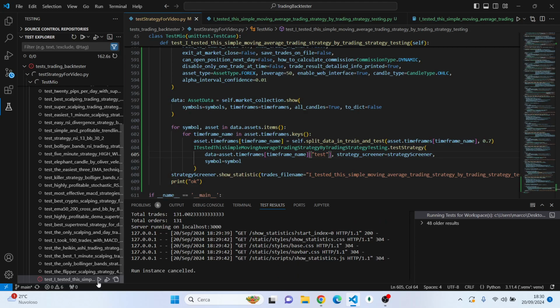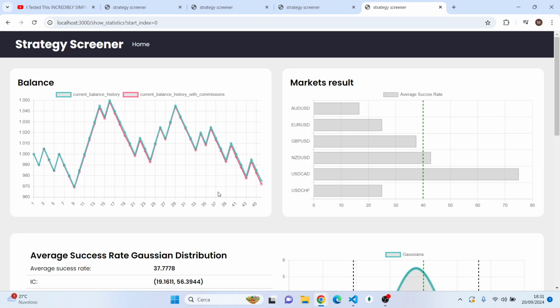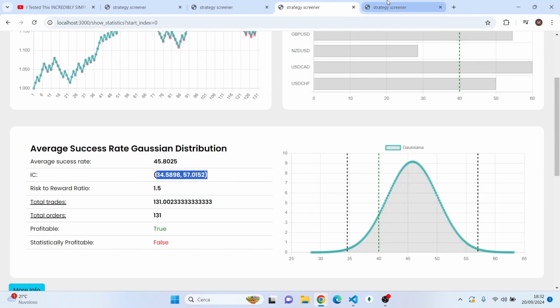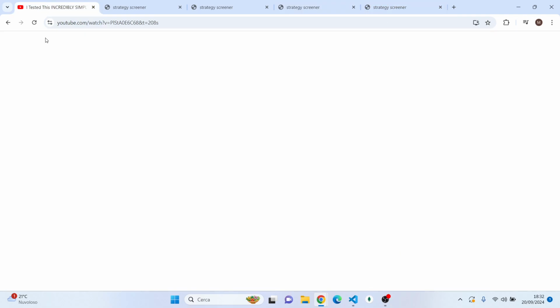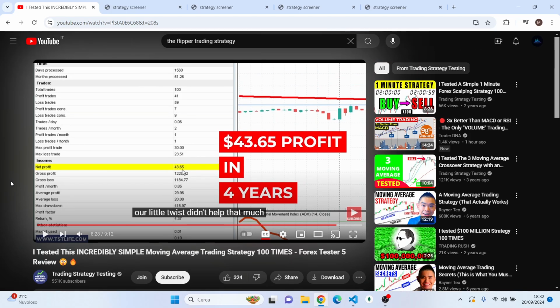So let's run again. Okay, as you can see, now the average success rate is 37. That's not good. We would have lost money, also with commissions, and that happened. But the average success rate is still in the confidence interval we calculated before, so that's good. So in conclusion, I would say that the strategy is not profitable.